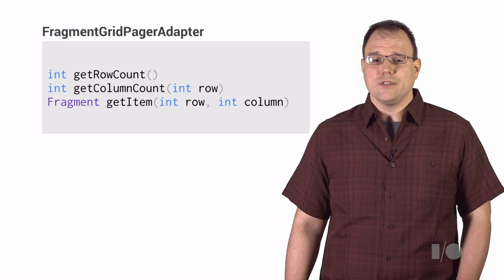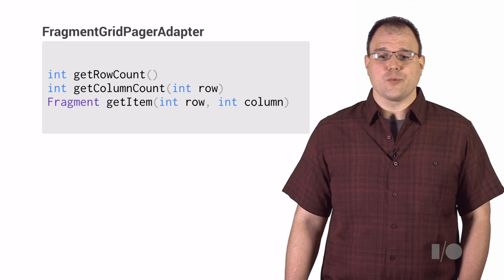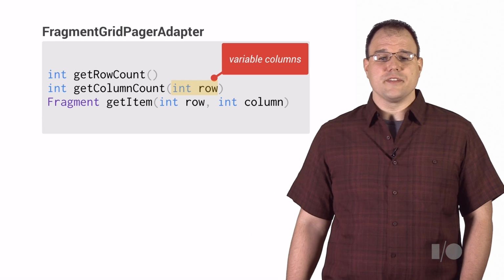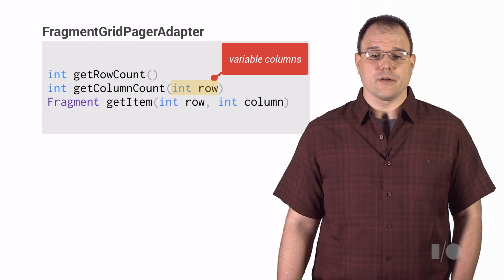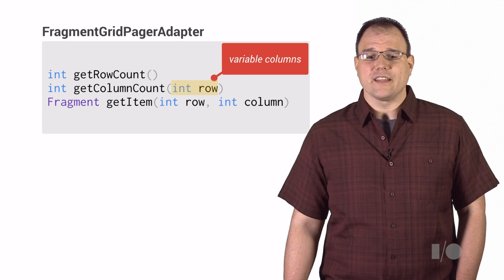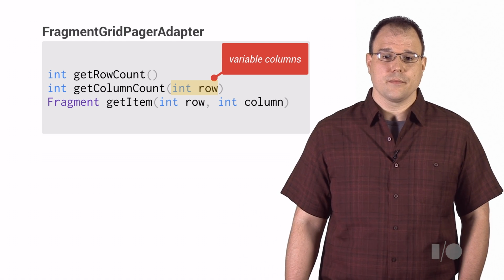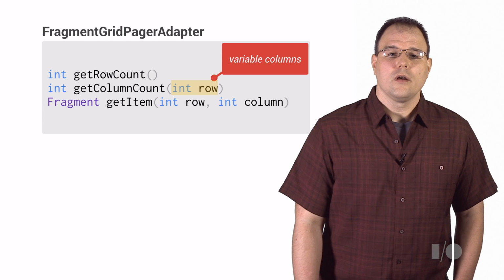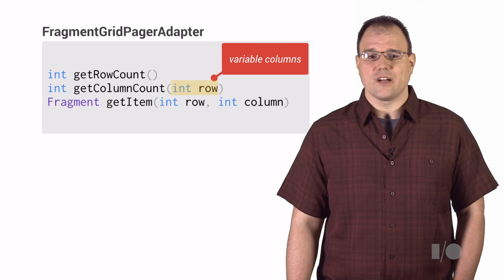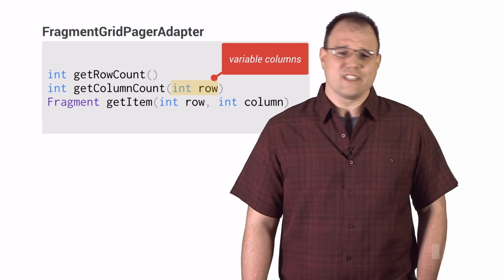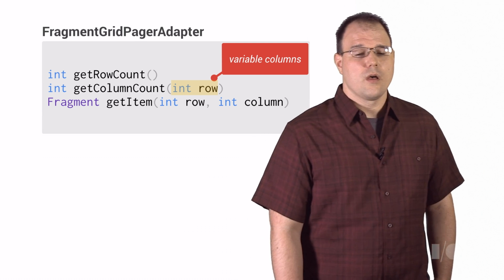For this example, I'm extending from a base class with fragment support. Only these three methods are needed to create a working adapter. The first two provide the size of the content available in terms of rows and pages. Notice that the column count depends on a row parameter. The reason for this is that each row may have a different number of columns.